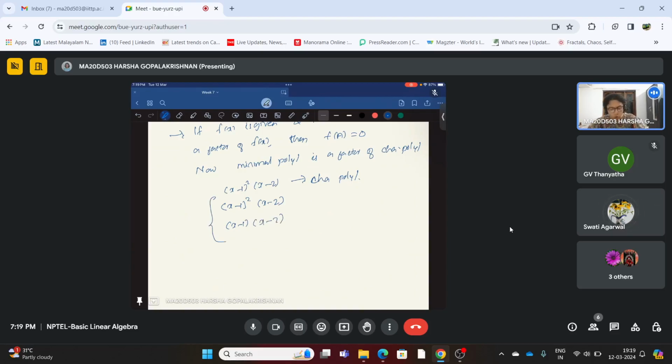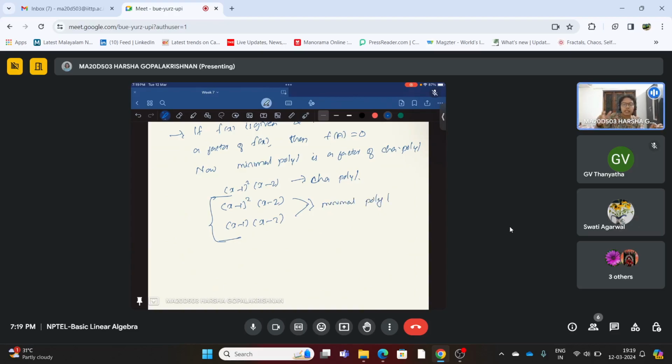So all the separate factors, x minus 1 and x minus 2, should come at least once. More than once is also possible, but it cannot exceed the multiplicity in the characteristic polynomial. So it depends on the matrix. These two are the possibilities for the minimal polynomial.